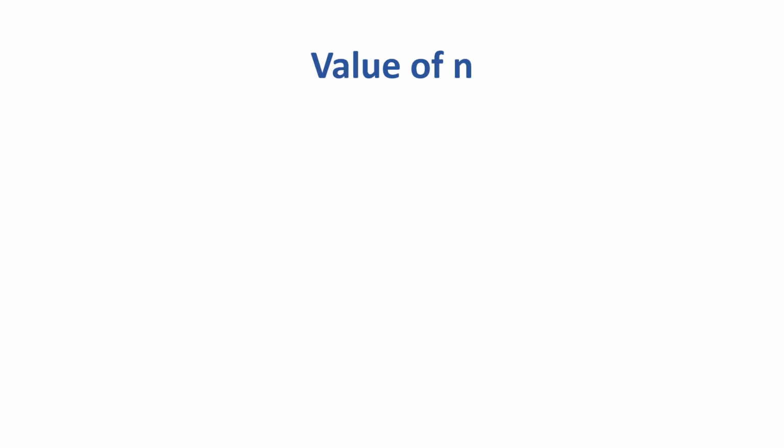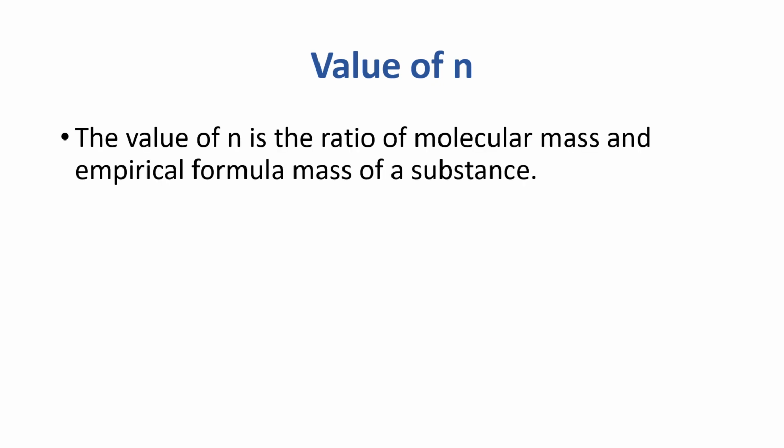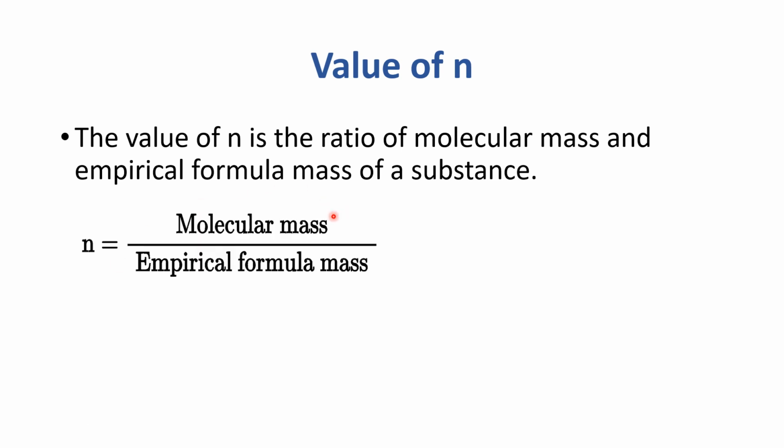So how will we find the value of n? The value of n is the ratio of molecular mass and empirical formula mass of a substance. It is given by the formula n equals molecular mass over empirical formula mass. अगर हमें n find out करना हो, तो हम उस compound का molecular mass put करेंगे और उसको divide कर देंगे empirical formula mass से.